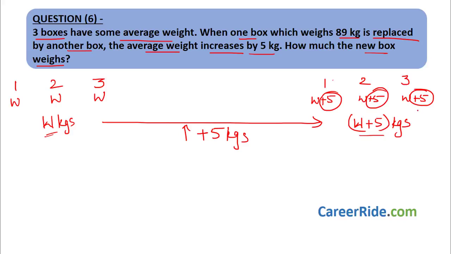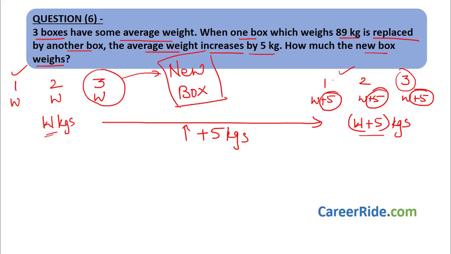Now, if initially this condition is there and finally this condition is there, then what does that mean? Say let us assume that this is box number 3 and we are replacing it with a new box, this box, right? We are replacing it with a new box. So what should be the weight of this new box? Let us see what should be the new weight of this new box.